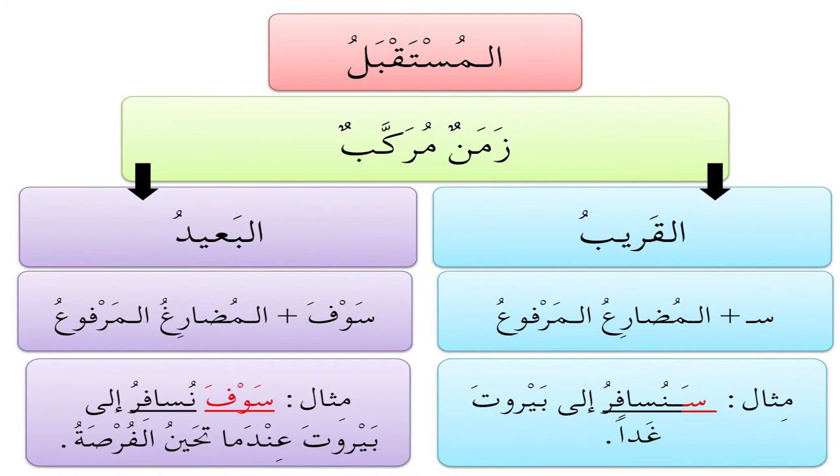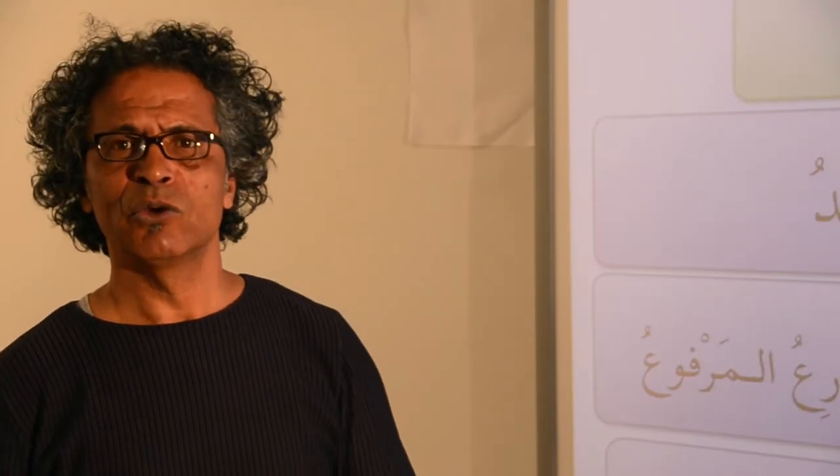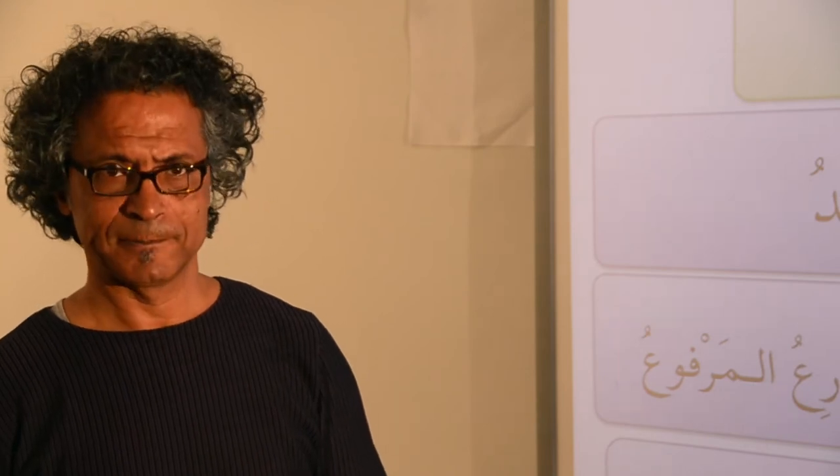س مع المضارع المرفوع مثال سنسافر إلى بيروت غدا is a close future. Whereas في البعيد سوف مع المضارع المرفوع تعطينا في المثال سوف نسافر إلى بيروت عندما تحين الفرصة. We will travel to Beirut when the opportunity comes. This is the far future.